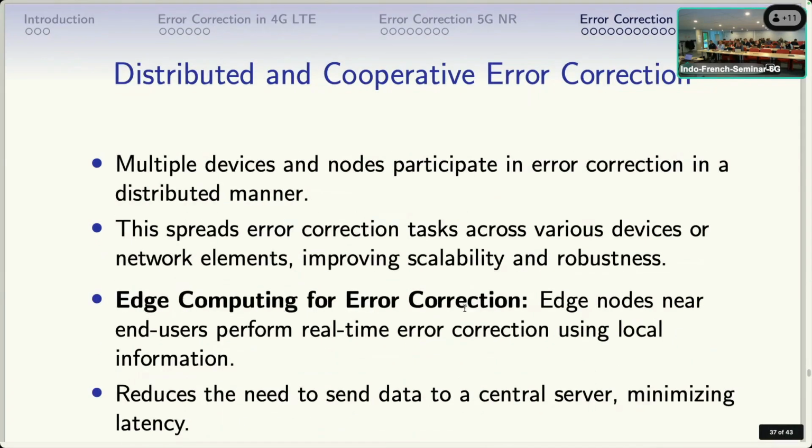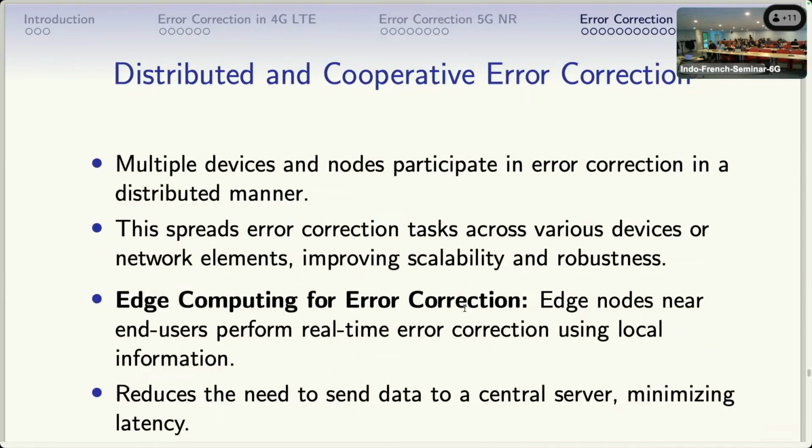Now, this is the added feature. As I told, from 3G to 4G and 4G to 5G, there is an addition of error control mechanisms. But a more important factor that is going to be added in the 6G scenario is distributed and cooperative error correction.